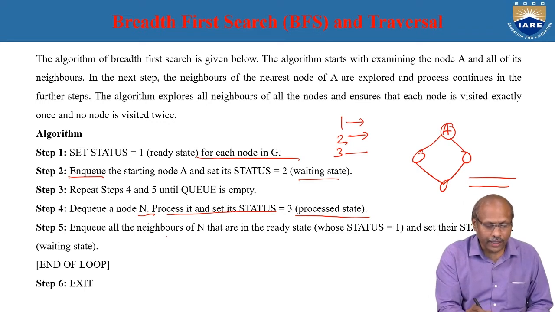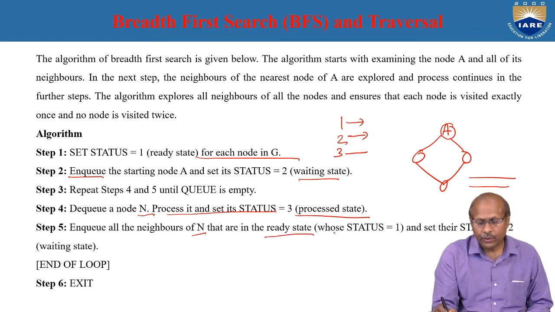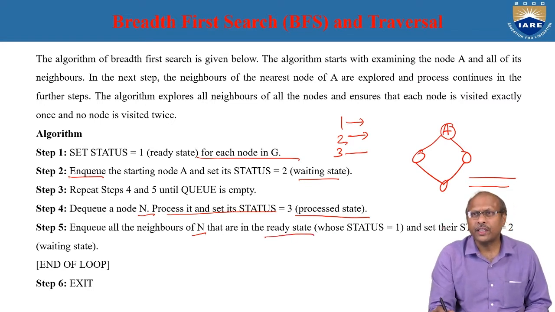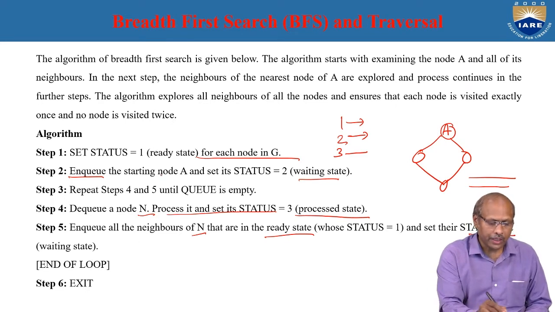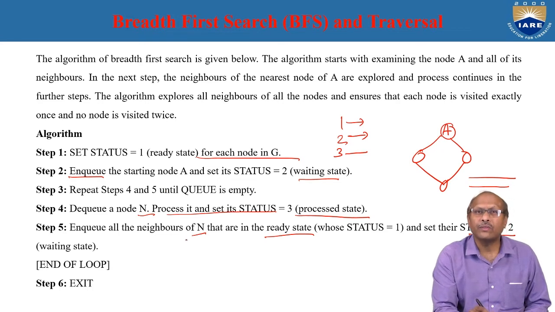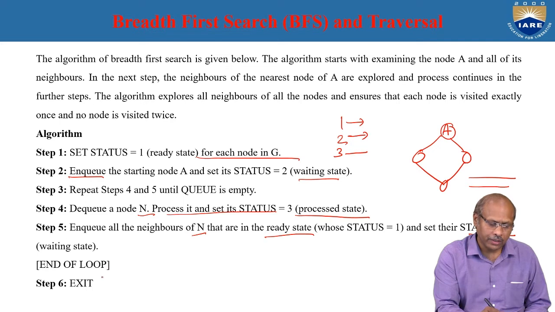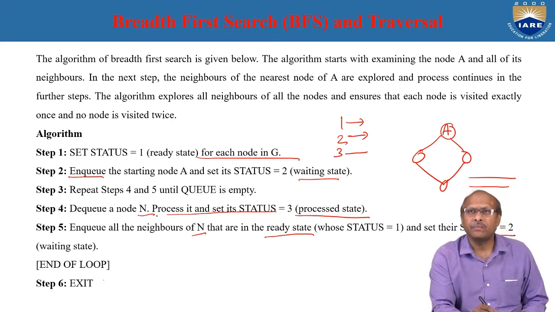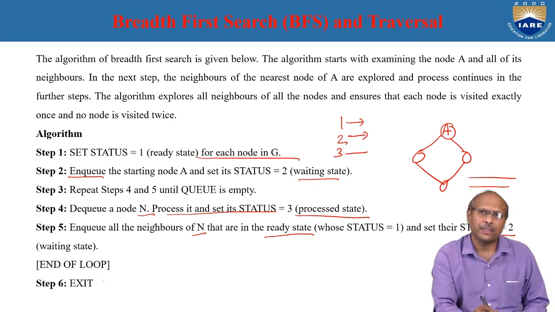Then again enqueue all the neighbor nodes of the node n that are in the ready state, whose status is 1, and set the status to 2. So this process you have to continue until all nodes are visited. When all nodes are visited, then stop. This is the general algorithmic step of BFS.